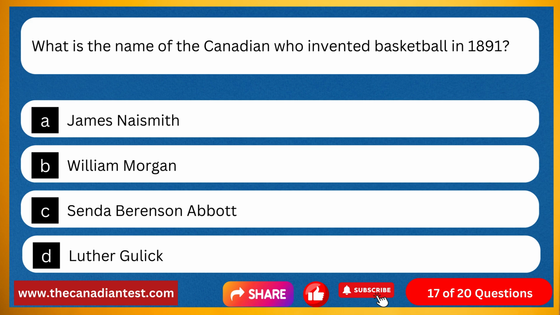Question 17. What is the name of the Canadian who invented basketball in 1891? Option A, James Naismith. Option B, William Morgan. Option C, Senda Berenson Abbott. Option D, Luther Gulick.